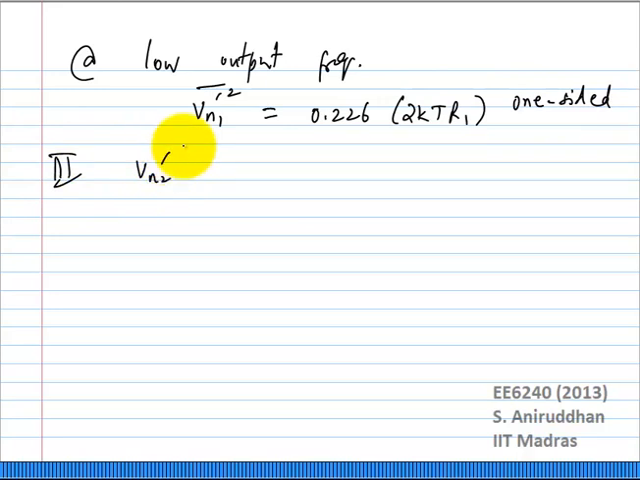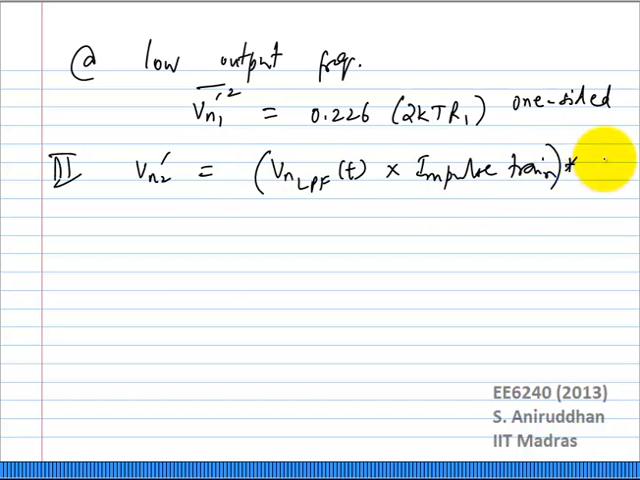So the third term you need to account for is in the hold mode. This one is your shaped noise Tn LPF of T, multiplied by, as we have seen before, an impulse train and then convolved with the pulse. Just convolve it with a square pulse from 0 to TLO by 2.